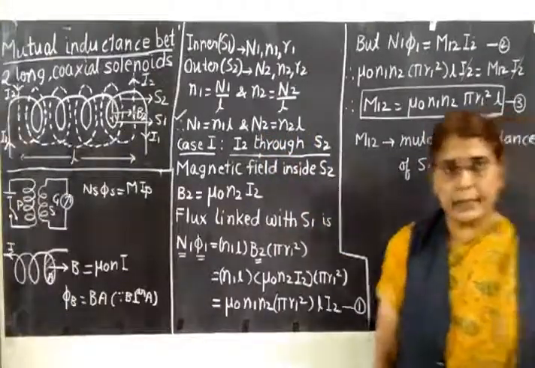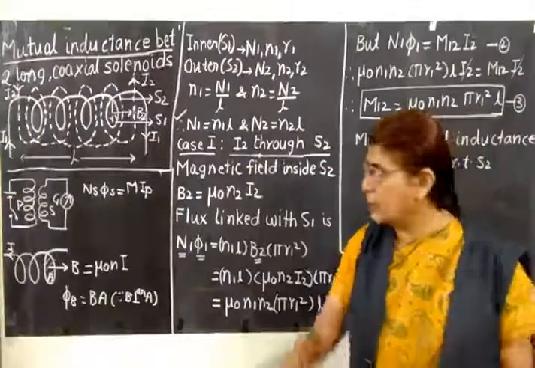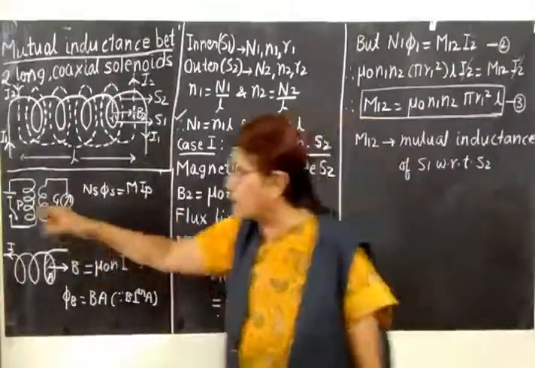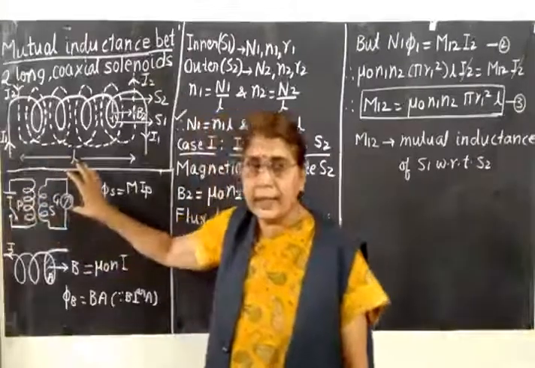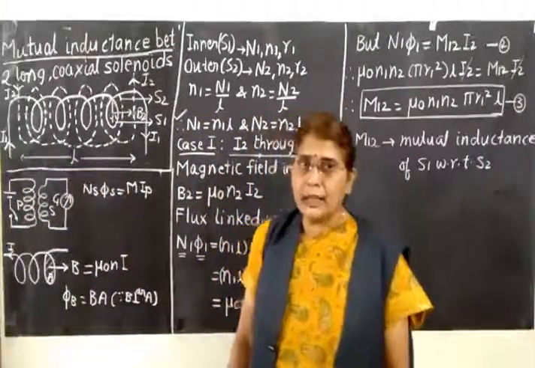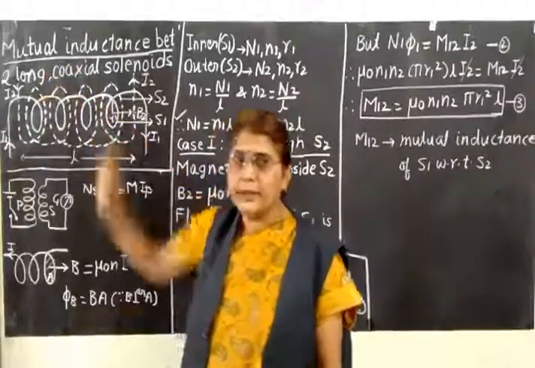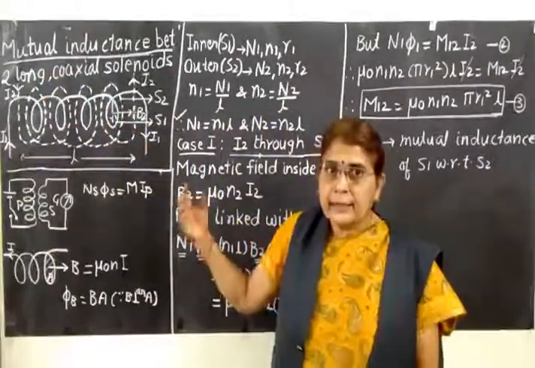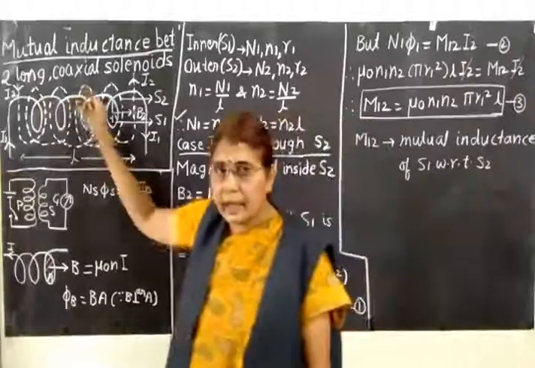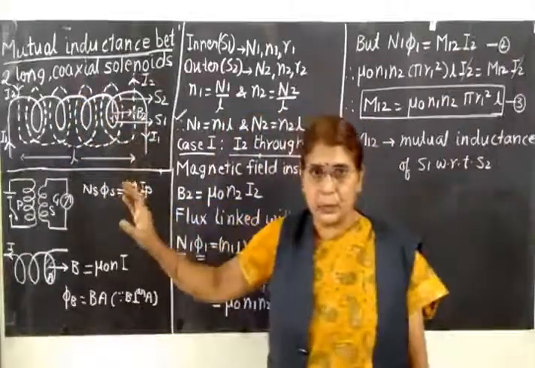Now here in this derivation there are two parts. As you know, for mutual induction you have to pass current through one coil. The flux linked with the other coil changes. So we shall take two different cases. First we shall pass current through the outer solenoid, that is your case 1, and then similarly pass current through the inner solenoid, that is your case 2.